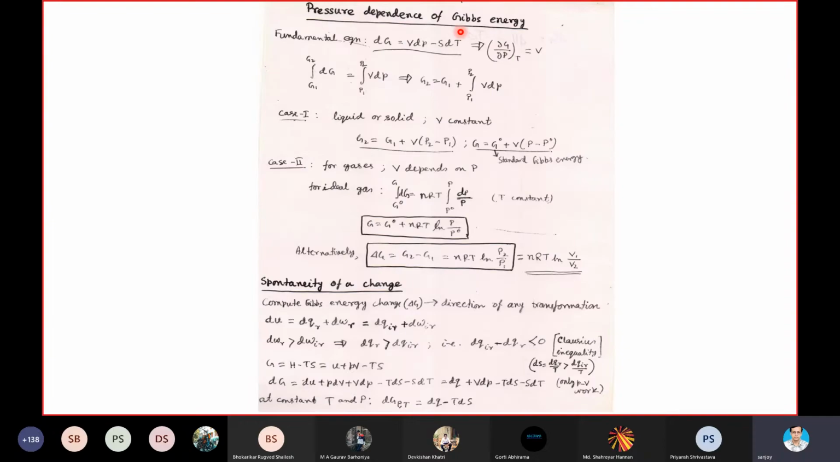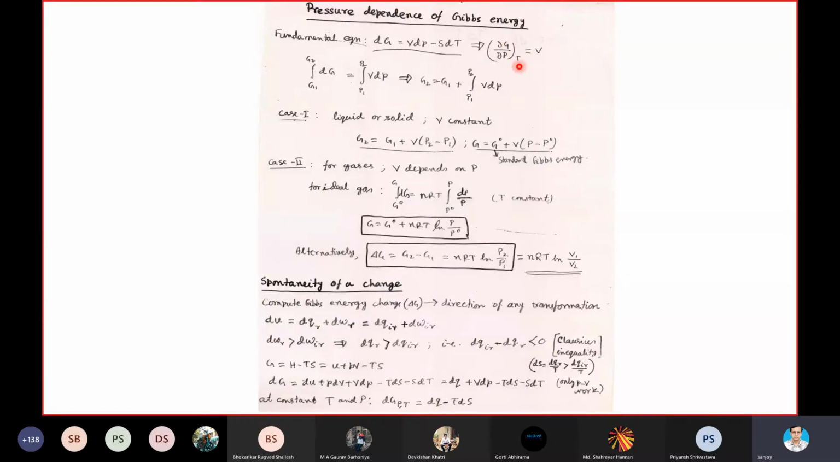Next is pressure dependence. Again, dG equals VdP minus SdT. I want to find the pressure dependence, so I take the derivative with respect to pressure with temperature kept constant. Therefore this term disappears, and it is equal to V, the volume. So the change in Gibbs energy with pressure at constant temperature is the volume of the system. It comes from the fundamental equation. Since volume, temperature and pressure are all state parameters, the equation of state can be brought in now.